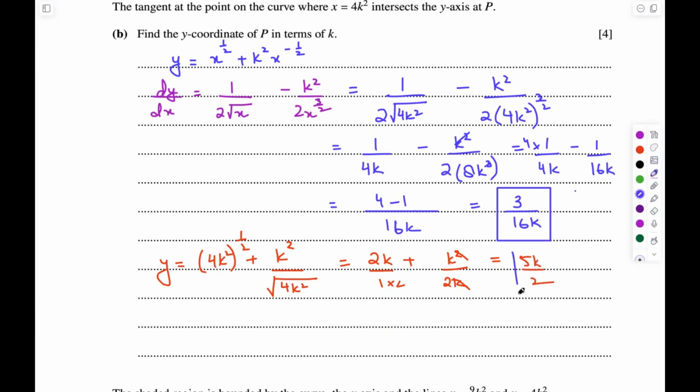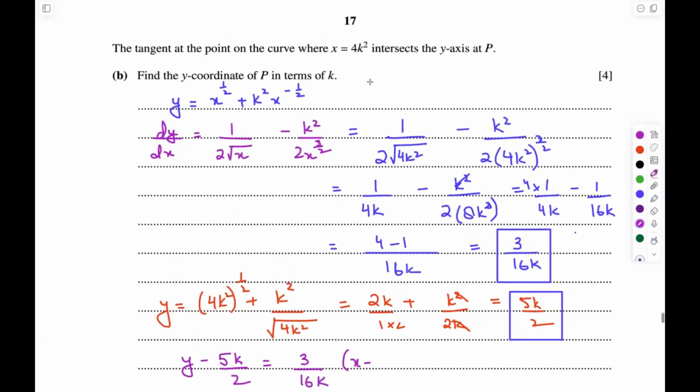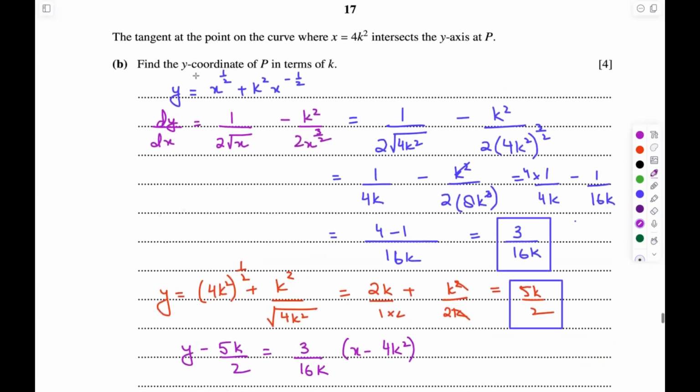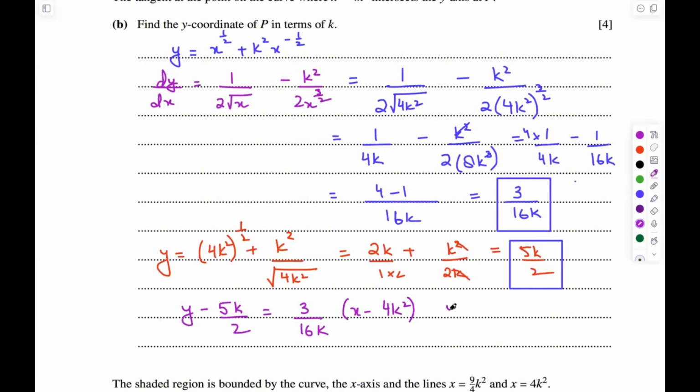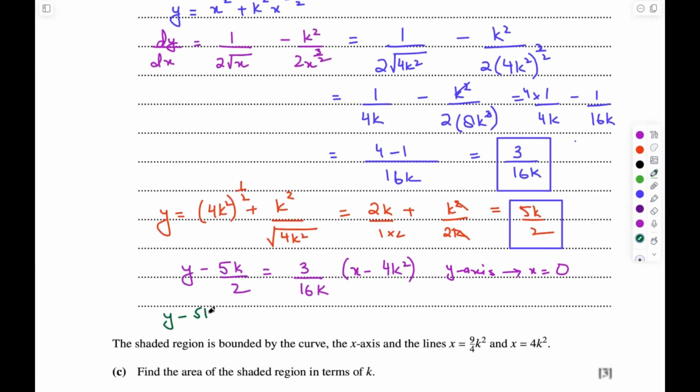Now, once we have the y coordinate as well, which is 5k upon 2, the gradient and the x value, the equation will be y minus y1, that is 5k upon 2, equals m, which is 3 upon 16k, into x minus the x value, which was 4k squared. Now, as we have to find the y coordinate of P, and it is on the y-axis, we can substitute x equals 0. So substituting x equals 0, we'll get y minus 5k upon 2 equals 3 upon 16k multiplied by 4k squared. That will become 12k squared upon 16k. We can cancel the k's and simplify to write it as y equals 12k upon 16 plus 5k upon 2.